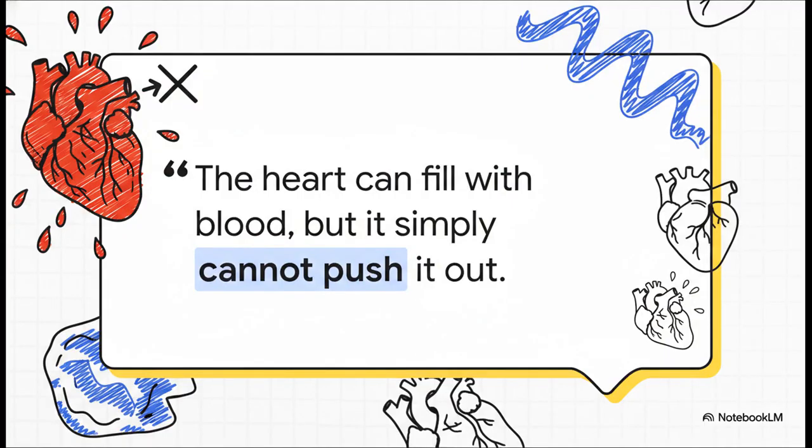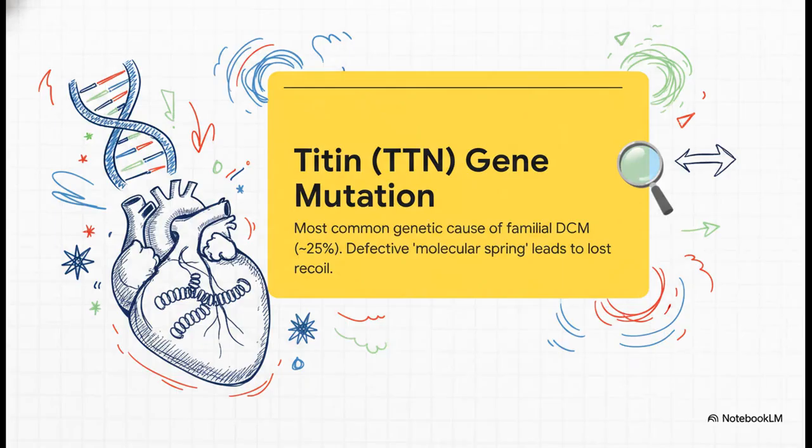So the bottom line is, the heart can fill up with blood just fine, but it simply cannot push it out. Precisely. Now you know the boards love to test genetics. So tell me, what is the #1 genetic mutation we see in this balloon heart? That's going to be a mutation in the Titin gene, also known as TTN.